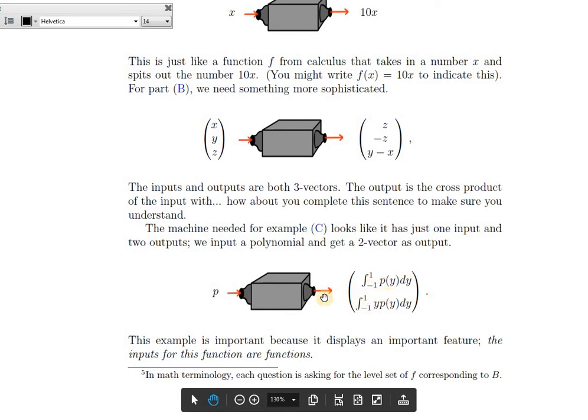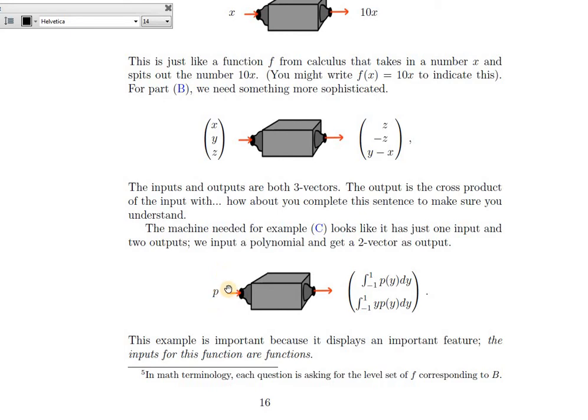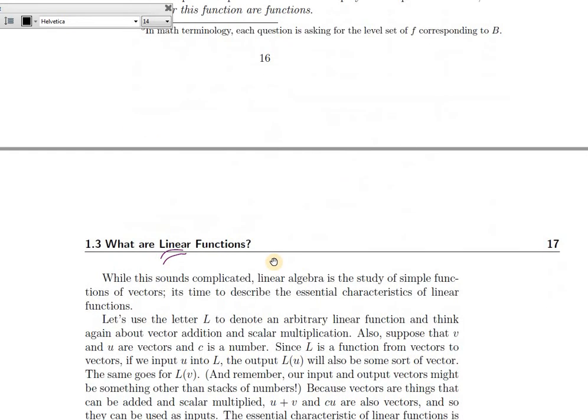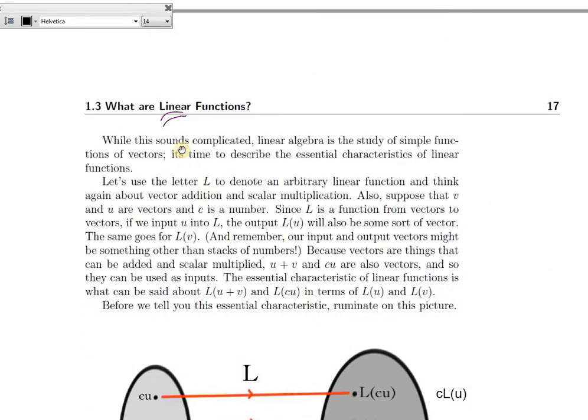But this is a function that takes the input polynomials and outputs a 2-vector. In this case, the inputs for the function are functions themselves. You can have inputs of any type, of any mathematical type. And you can have a function of functions, but we won't go there. Now, what's a linear function?